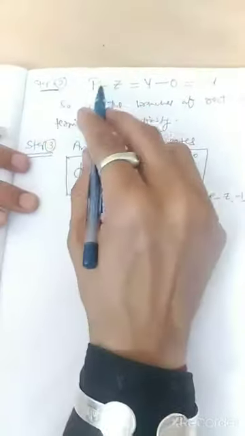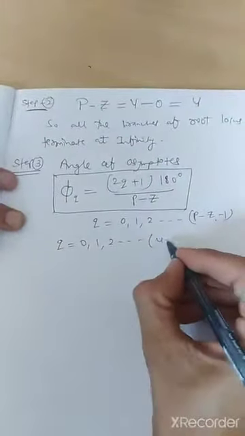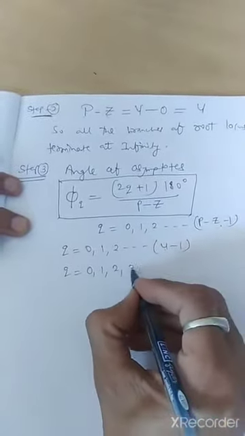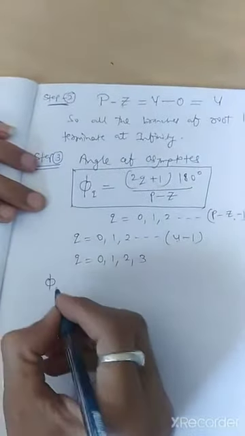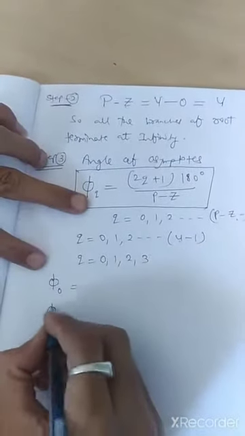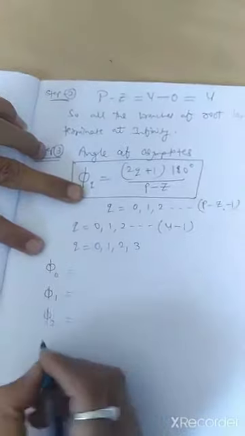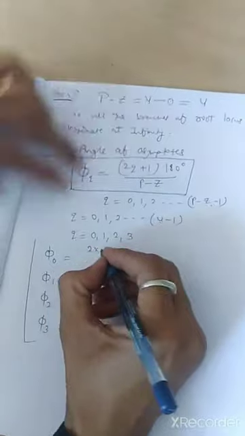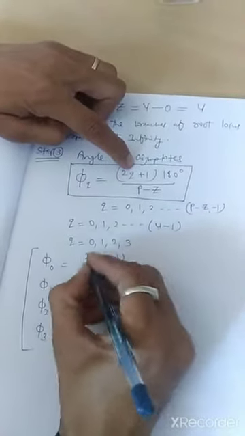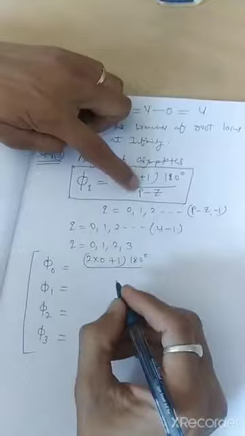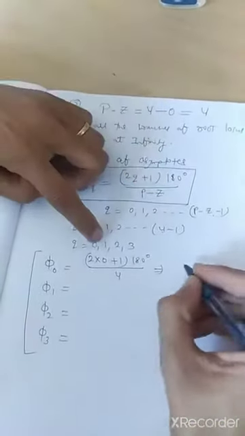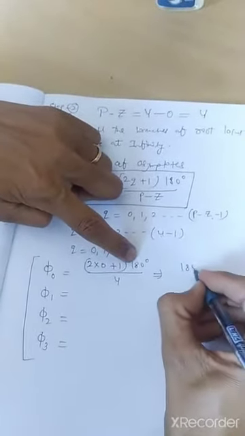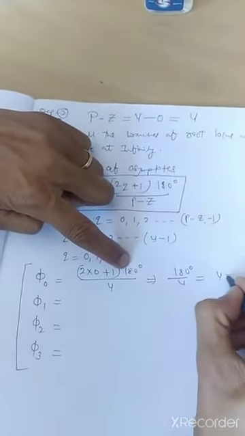For this question, in step number 2, p minus z is equal to 4. So 4 minus 1 means q is equal to 0, 1, 2 and 3. We have to find phi 0, phi 1, phi 2 and phi 3. For phi 0: (2 multiplied by 0 plus 1) multiplied by 180 degrees divided by p minus z, which is 4. So that is 180 degrees divided by 4, which is 45 degrees.